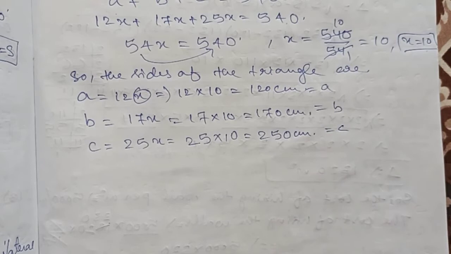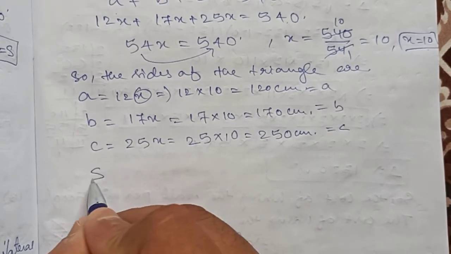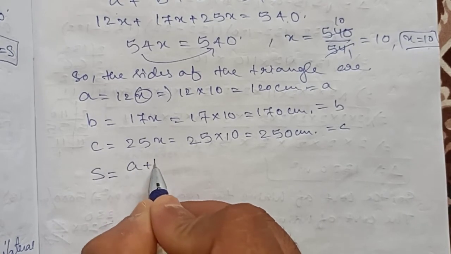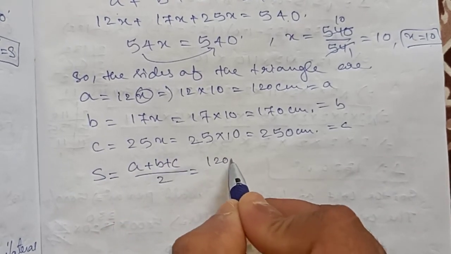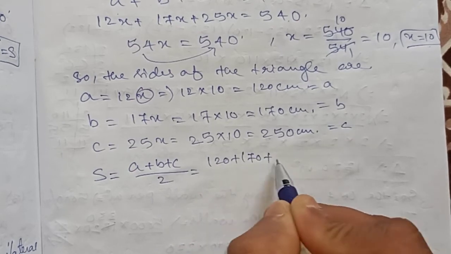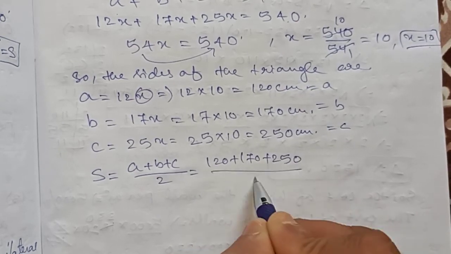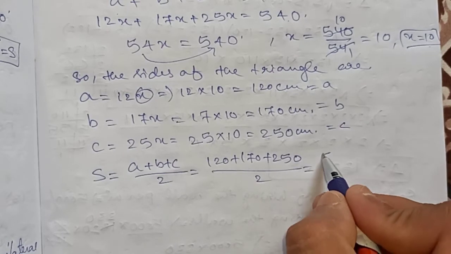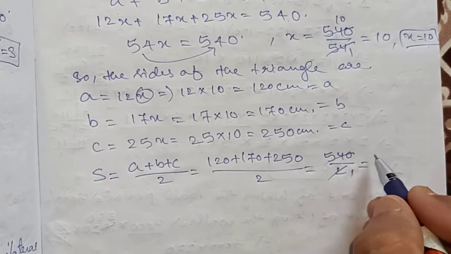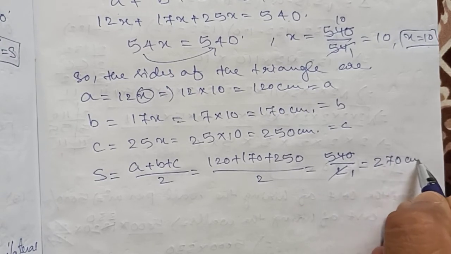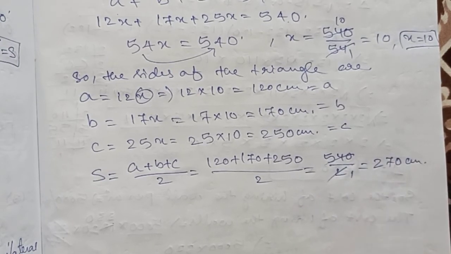It is very easy to calculate the area of the triangle now. Okay, so first of all we will find out S. S is A plus B plus C by 2. A is 120, B is 170, C is 250 divided by 2. By adding all we will get 540 divided by 2. By cancelling we will get 270 centimeter. So the value of S is 270.